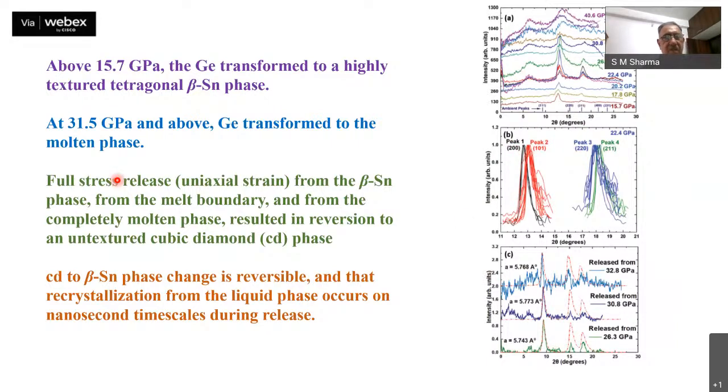The conclusions were that at about 15.7 GPa, germanium transforms to a highly textured tetragonal phase, which is the beta tin phase. At much higher pressures, it melts like silicon. And as the stress is released, the beta tin phase very quickly, in a matter of few nanoseconds, transforms back to the untextured cubic phase. So the crystallization on release is very rapid, indicating that the cubic to beta tin phase change is reversible, and the recrystallization from the liquid phase occurs in a matter of nanoseconds.